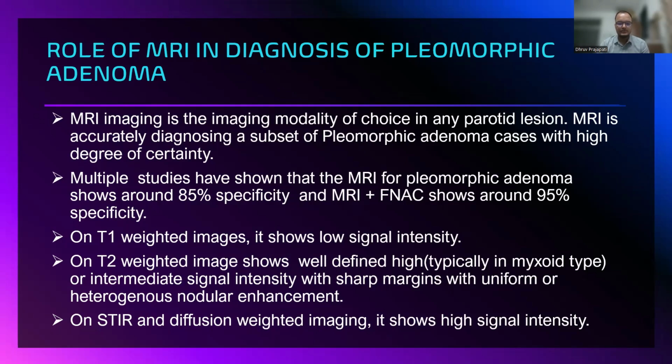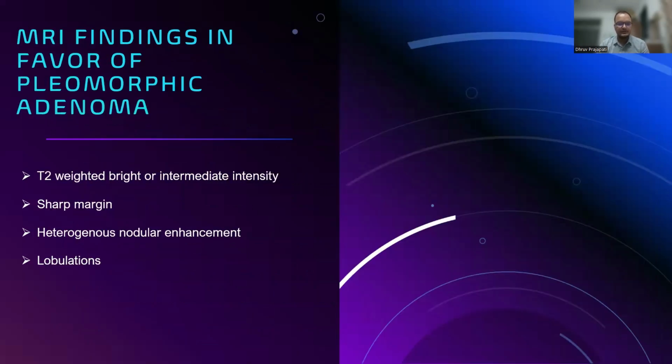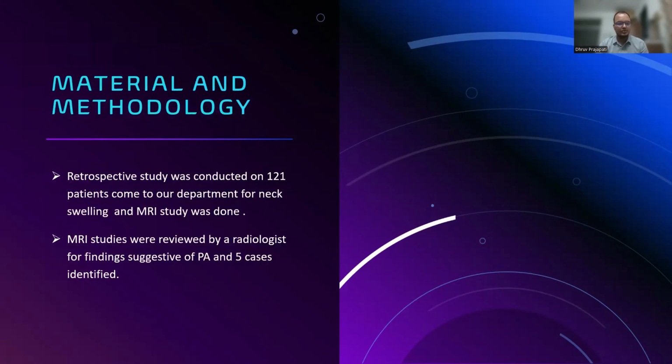On T2 weighted images, the lesion is well defined and high intensity, typically in the myxoid type, or intermediate signal intensity, with sharp margins and uniform or heterogeneous nodular enhancement. On STIR and diffusion weighted imaging, it shows a high signal intensity. MRI findings in favor of pleomorphic adenoma are T2 weighted bright or intermediate intensity, sharp margin, heterogeneous nodular enhancement, and lobulations.